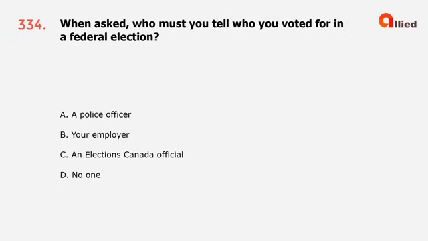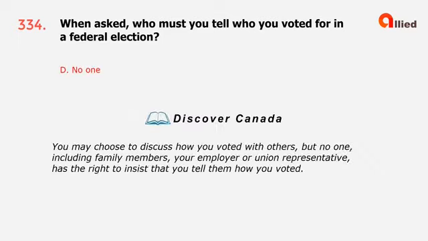Question 334. When asked, who must you tell who you voted for in a federal election? A. A police officer. B. Your employer. C. An Elections Canada official. D. No one. The answer is D. No one.